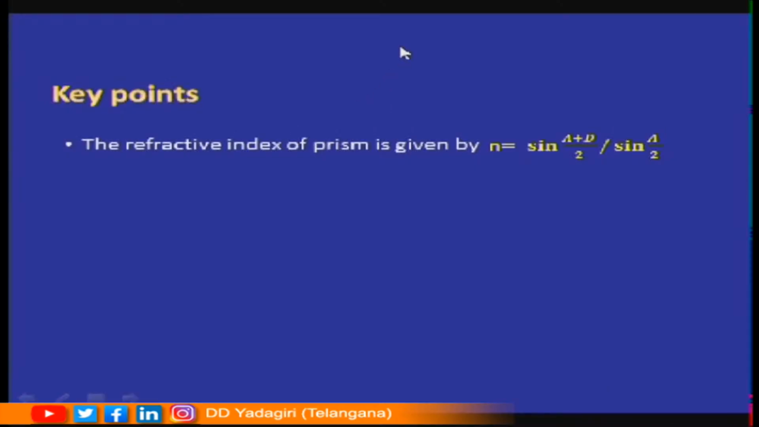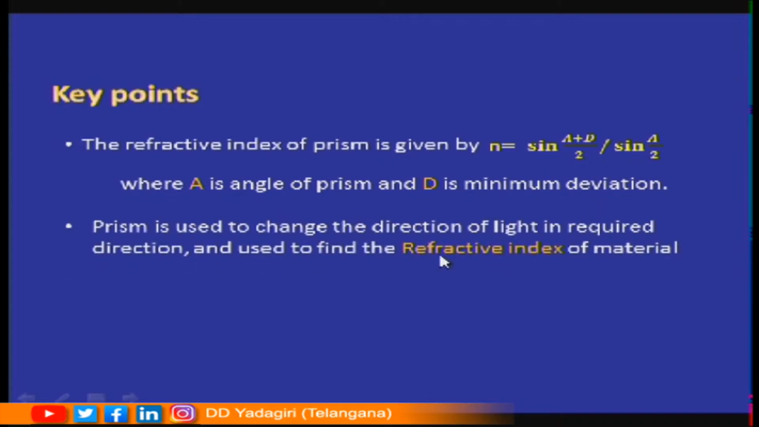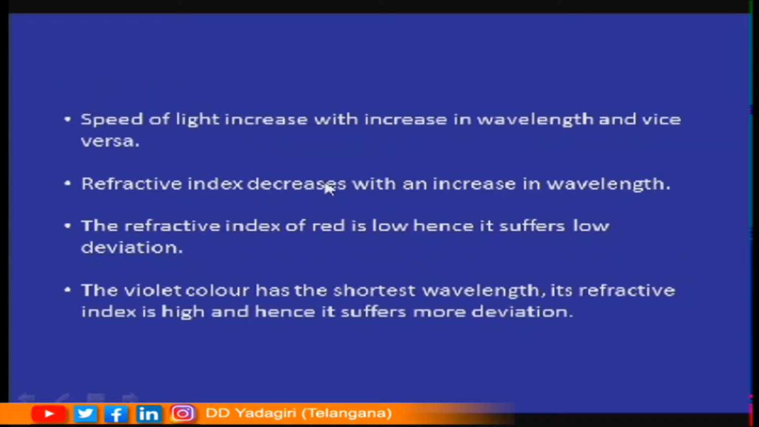The refractive index of a prism is given by n = sin((A+D)/2)/sin(A/2). Here A is the angle of prism, D is the minimum deviation. A prism is used to change the direction of light in the required direction and to find the refractive index of a material. The splitting of white light into colors depending on the wavelength is called dispersion. Speed of light increases with increase in wavelength and vice versa. Refractive index decreases with an increase in wavelength. The refractive index of red is low, hence it suffers low deviation. The violet color has the shortest wavelength, its refractive index is high and hence it suffers more deviation.